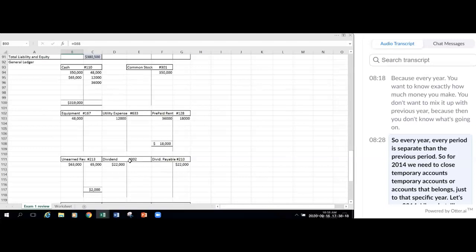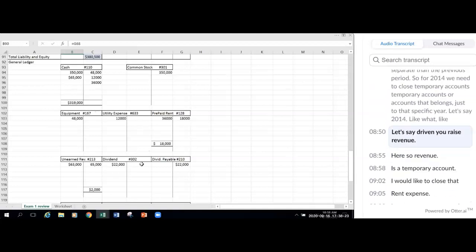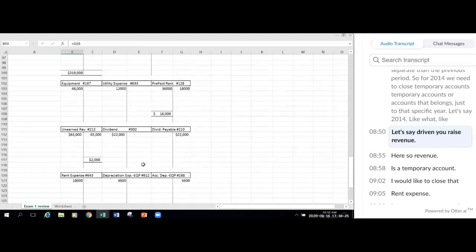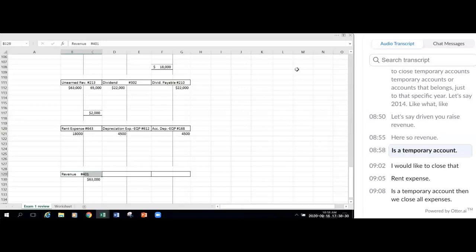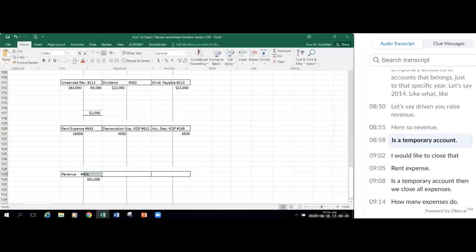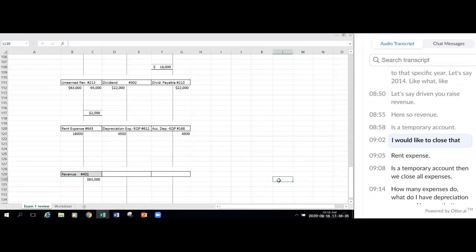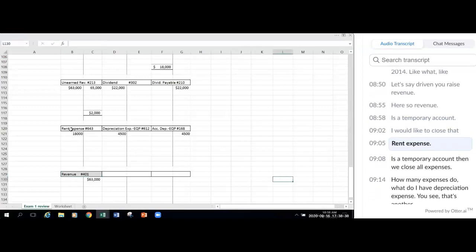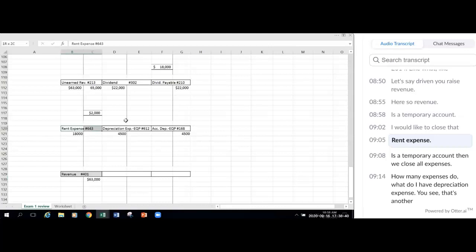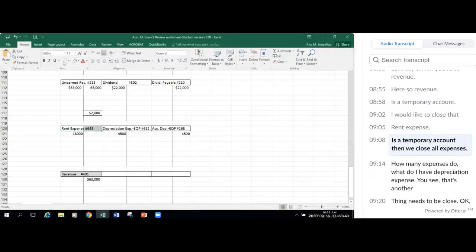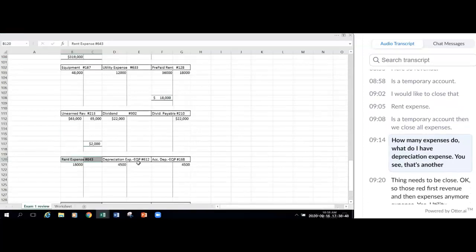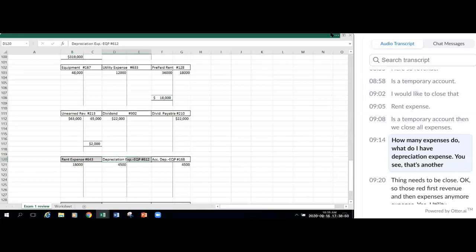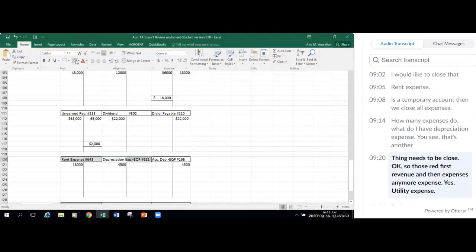Let's say 2014. Like, let's say revenue. Where is revenue? Here. So revenue is a temporary account. I would like to close that. Rent expense is a temporary account. Then we close all expenses. How many expenses do I have? Depreciation expense. You see, that's another thing that needs to be closed.